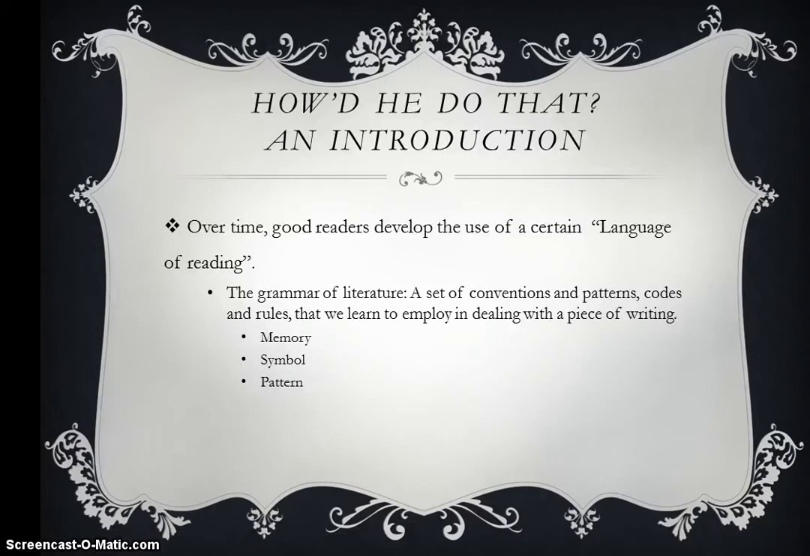So, over time, good readers develop a certain language of reading. This is according to Foster. He says that there is a grammar of literature, and that this grammar is a set of conventions and patterns. These are codes and rules, and we learn to employ them when we are dealing with a piece of writing. The three major tools that we use are memory, symbol, and pattern. The next slide will go into more detail about these three. This is where good readers and good analyzers start.